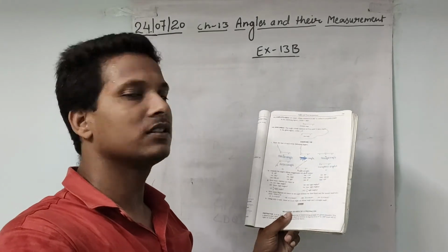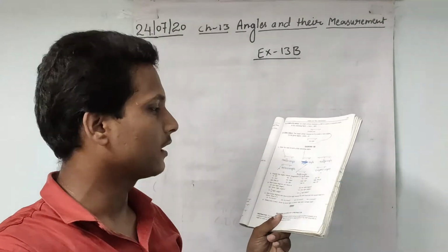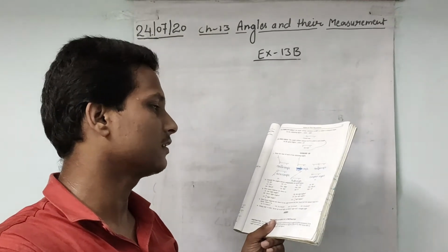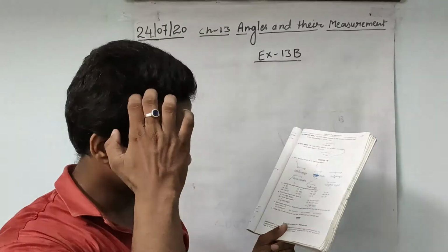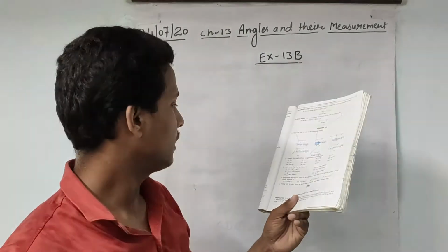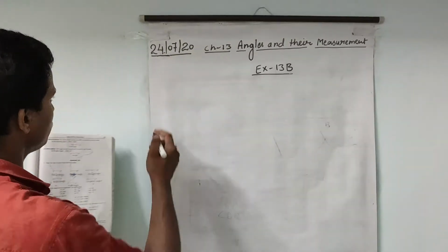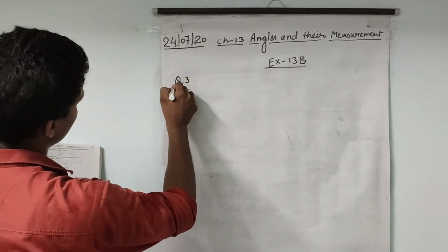Like 0 degree, 0 is the zero angle. 360 degree, 360 is the complete angle. In this manner you can do the angles. Oh sorry, you will write the magnitudes and write the classification. Okay, after that question number 3 is there. Now you will see question number 3.